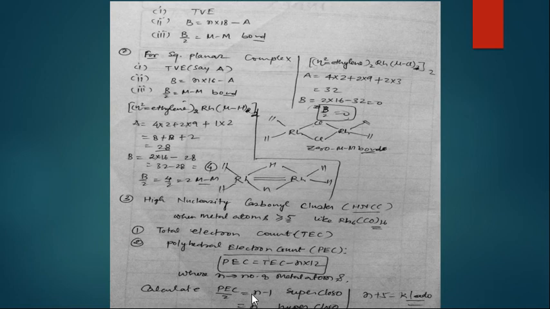Then calculate the polyhedral electron count divided by 2. If this value is n minus 1, where n is the number of metals in your complex, then we say it is supercloso. If it is n, then it is hypercloso. If n plus 1 is coming, it is closo, n plus 2 is nido, n plus 3 is arachno, and n plus 4 is hypho, and so on.